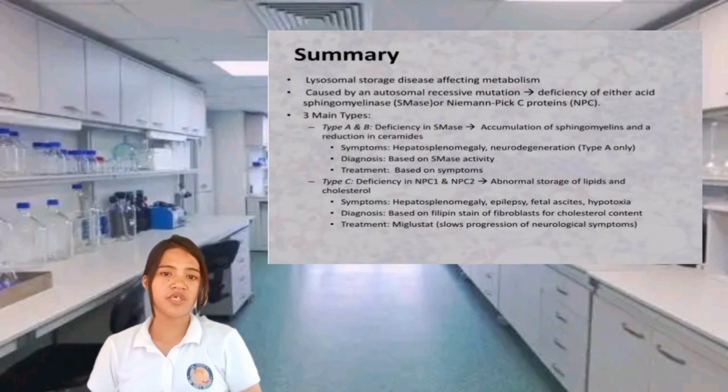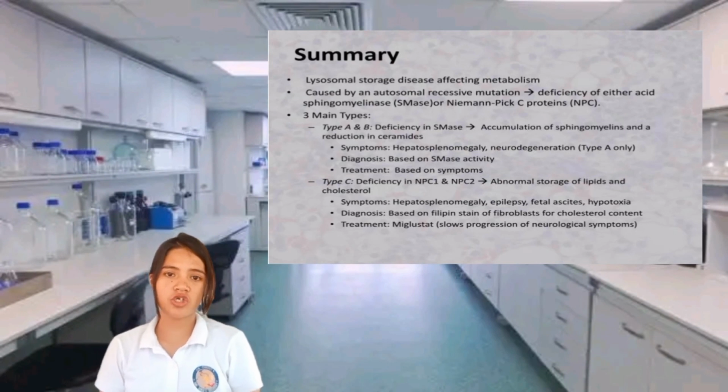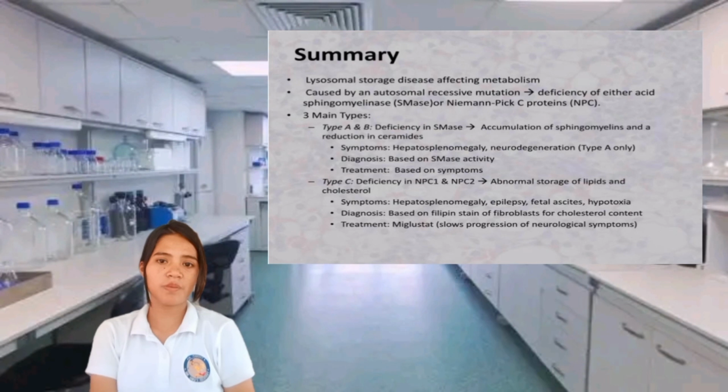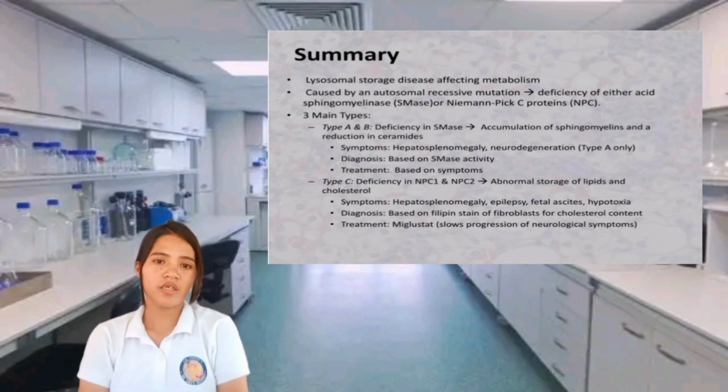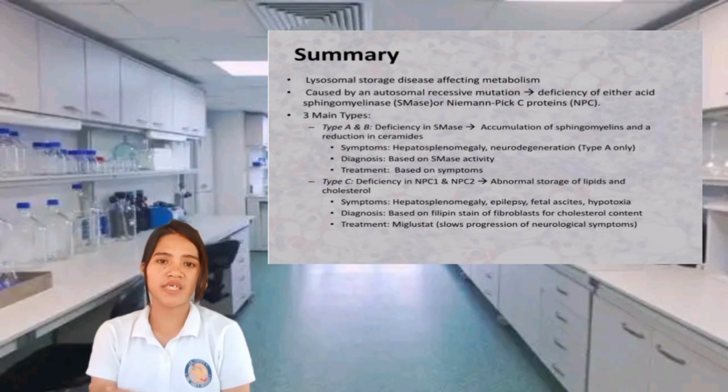To summarize, Niemann-Pick disease is a lysosomal storage disease affecting metabolism that is caused by an autosomal recessive mutation, which leads to a deficiency of either acid sphingomyelinase or Niemann-Pick C proteins, or NPC. There are three main types of Niemann-Pick disease. These are type A, B, and C.